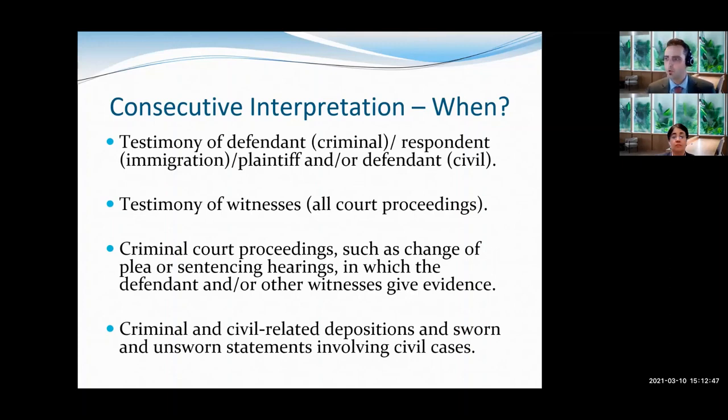We would use it for criminal court proceedings in which the defendant has an opportunity to speak, or in which a witness could potentially speak. Most of the time that means a trial right at the end, but there are other cases as well. For example, in a change of plea hearing, there's a dialogue, a conversation between the judge and the defendant, and the judge has to make sure that the defendant understands his or her rights before the judge can accept the guilty plea. And so there's this conversation.